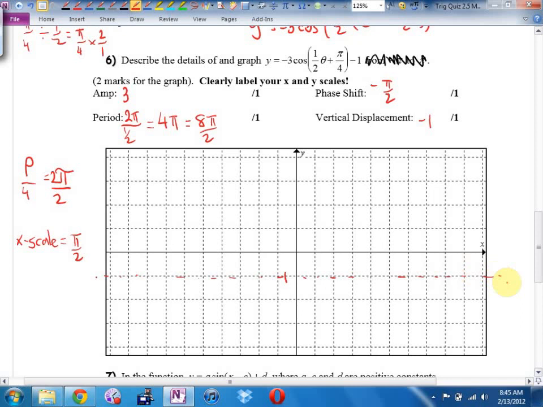Amplitude 3. 1, 2, 3. Amplitude 3. 1, 2, 3, negative 4.